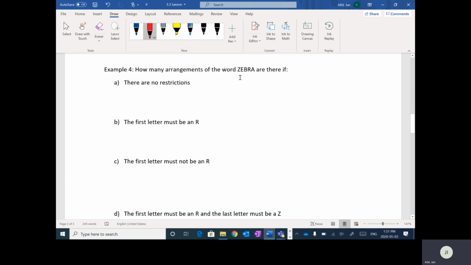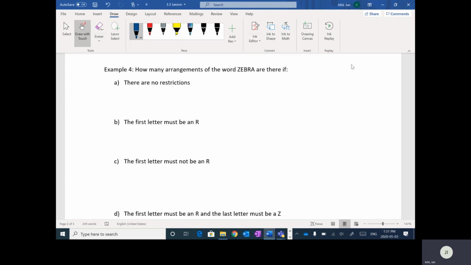Next example, theoretically, you should be able to answer this before this lesson. But anyways, it's a good idea to review this stuff. This permutation stuff can get quite confusing, quite complicated. But the best way to learn this is through practice.